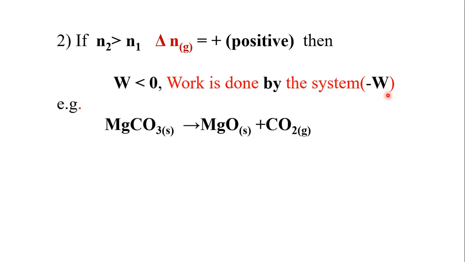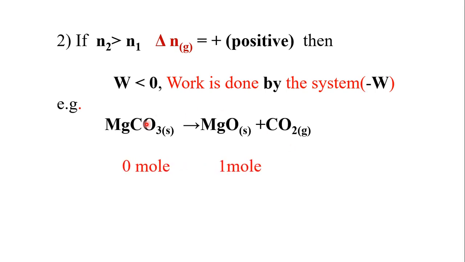See here, for example, magnesium carbonate, which is in a solid state, when heated gives magnesium oxide, which is in a solid state, and carbon dioxide in a gaseous state. Here the reactant is magnesium carbonate, in a solid state. So we will not consider the number of moles of magnesium carbonate while calculating delta N. Here the product is magnesium oxide, which is also in a solid state, so we will not consider this also. But carbon dioxide, which is formed, is in a gaseous state. So the number of moles of carbon dioxide we have to consider.